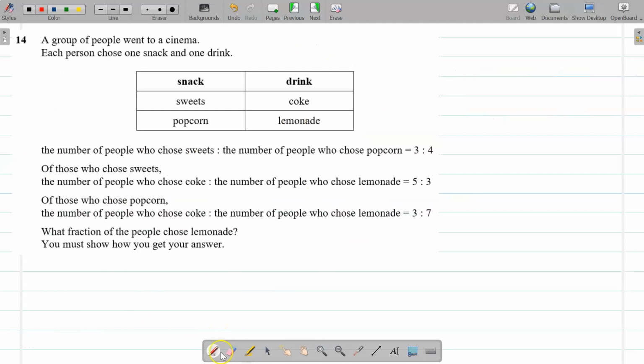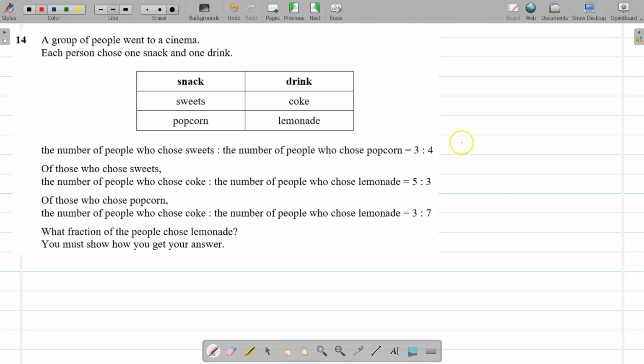Next question. Okay, this question is about people going to a cinema, and we've got lots of ratios to work with, determining how many of them bought popcorn, how many bought sweets, Coke, lemonade, and so on. So what we're going to do is work with fractions here. So we're going to just notice that if the number of people who chose sweets to the number of people who chose popcorn is 3 to 4, then we can say that 3/7 chose sweets and 4/7 chose popcorn.